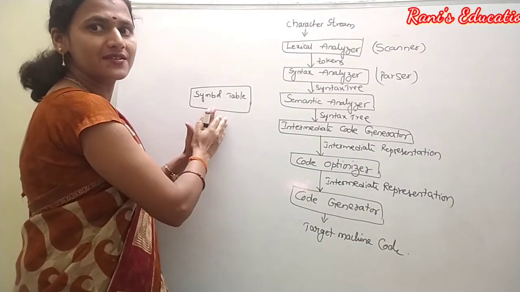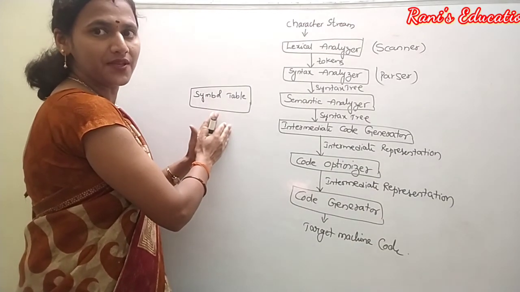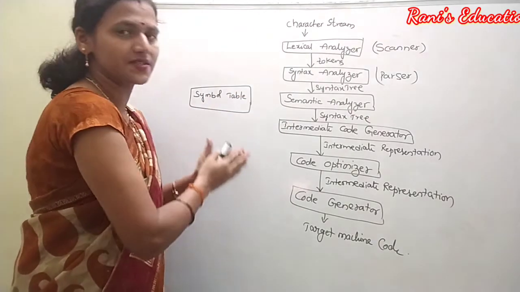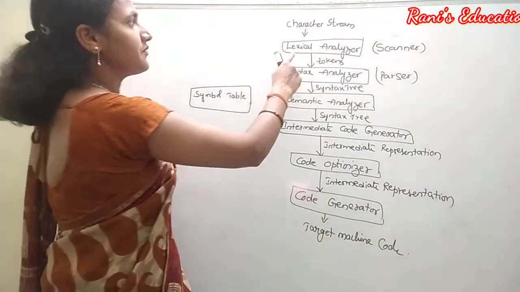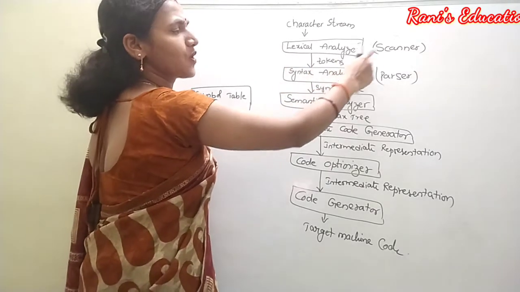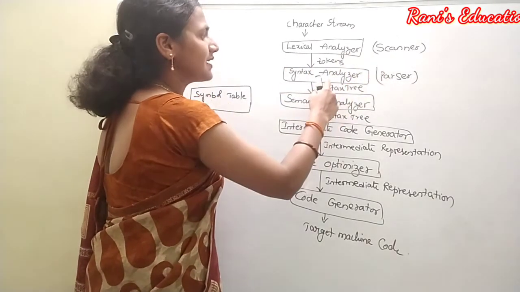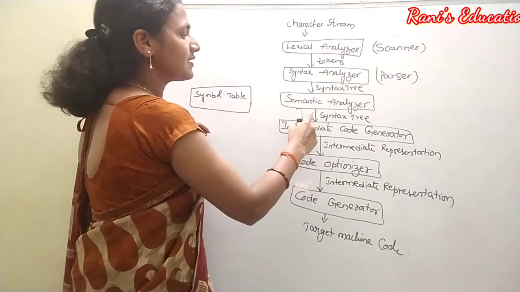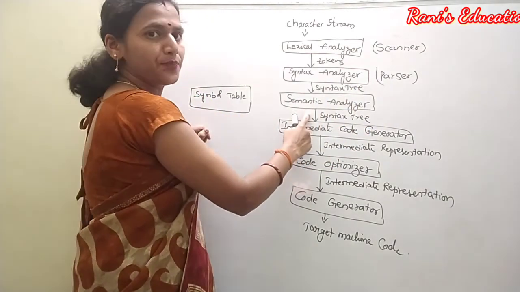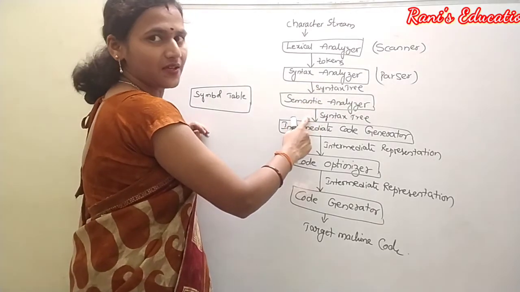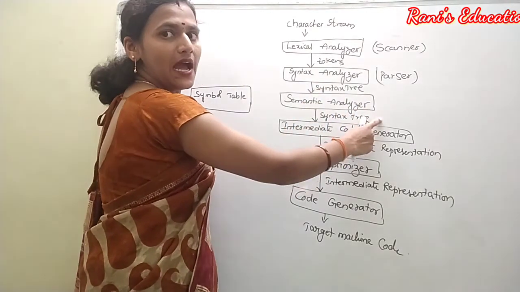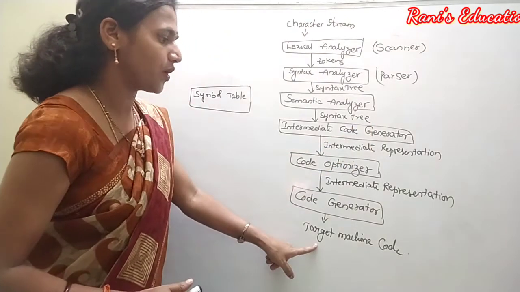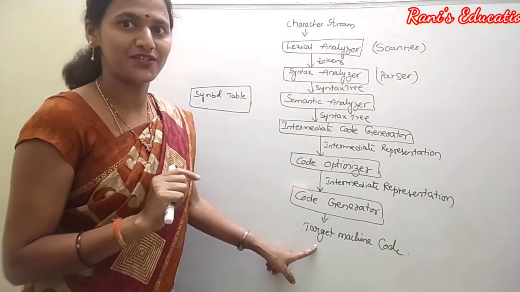The symbol table acts as a database which stores the information regarding all the 6 phases of a compiler. One more thing: the lexical analyzer is also called a scanner. The syntax analyzer is also called a parser. The syntax trees which we have computed after the semantic analyzer are called annotated parse trees. So at last we are going to get the target machine code.